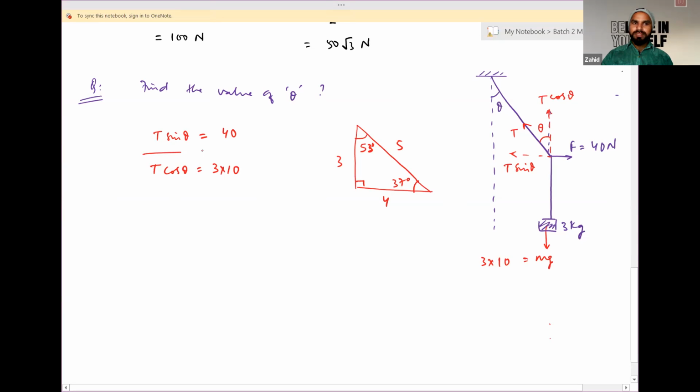On dividing these two terms, T and T will cancel out. So sin theta divided by cos theta will be tan theta equals 40 by 30, and 0 will cancel out. So it will be 4 by 3. Now, if you compare this ratio in this triangle, 4 will be perpendicular for 53 degree. It means theta will be 53 degree.